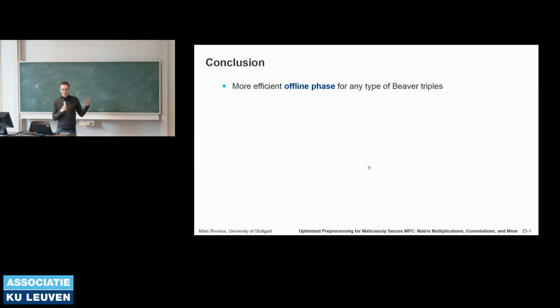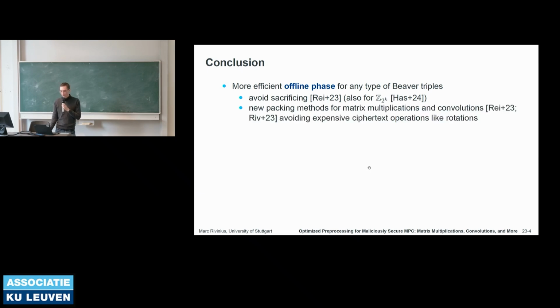So overall, if you use these specialized techniques, you have a more efficient offline phase for any type of Beaver triples. One part is by avoiding the sacrificing. We also have a paper where we do that for plaintext moduli, that is for integers, so not prime moduli, because there it turns out it's a bit harder to do the whole technique, so you have to use some special tricks to get the same, but it still works.